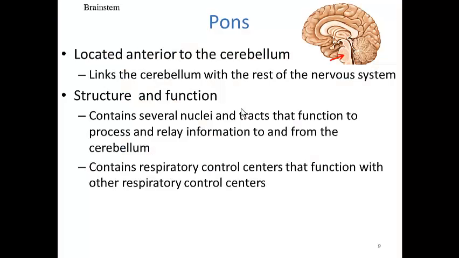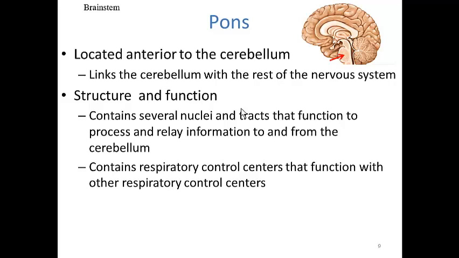The next brain area is the pons. The pons is located just above the medulla oblongata. It's located anterior to the cerebellum, and the location is important because one of the main jobs of the pons is to communicate with the cerebellum. The pons links the cerebellum with the rest of the nervous system.